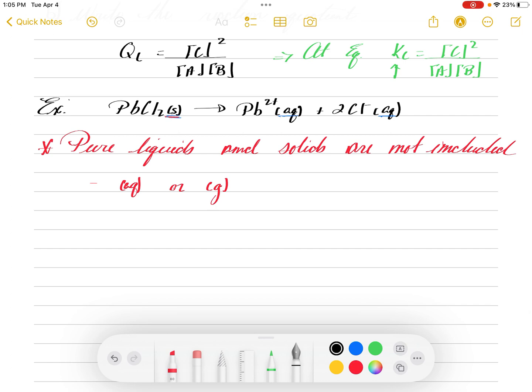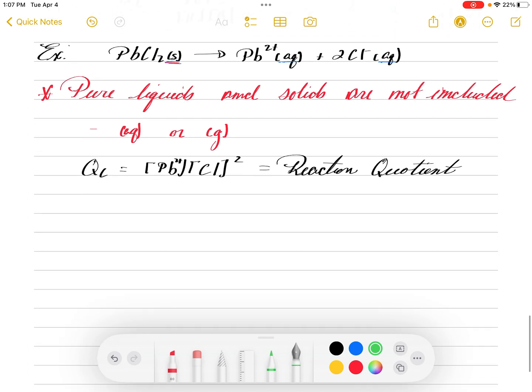So the reaction quotient for this would be Qc is equal to the concentration of lead 2 plus times the concentration of chloride ion squared. Okay? This equals the reaction quotient. All right, there's your reaction quotient.